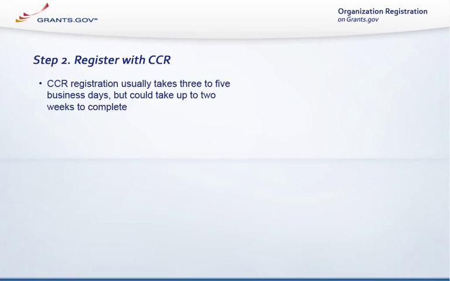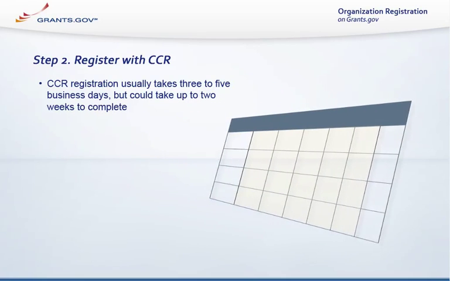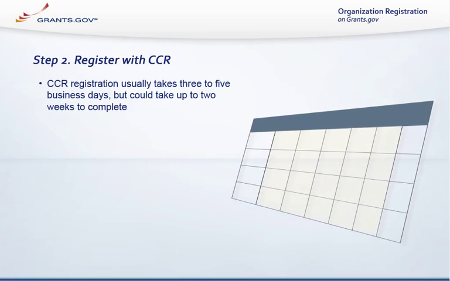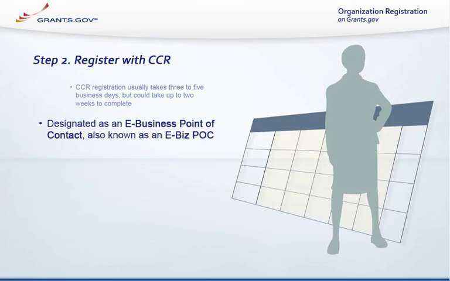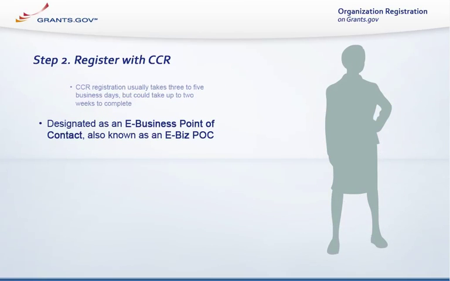CCR registration usually takes 3 to 5 business days, but could take up to 2 weeks to complete, so make sure that you give yourself sufficient time to complete this part of the registration process. When your organization registers with the CCR, you will need to be designated as an e-business point of contact, also known as an eBiz POC.